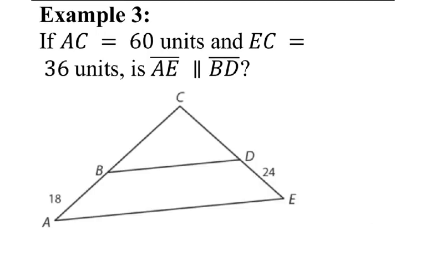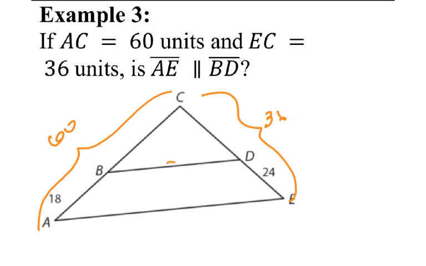Okay, and then the third example, before we prove the theorem: if AC is equal to 60, so this whole thing is equal to 60, and EC is equal to 36, then the question is, are those two lines parallel? We're trying to see if everything's proportional, because if it is, then the lines are parallel. So let's set up a proportion. We can say 18 to 60 equals 24 to 36. If that's true, then the lines are parallel. If it's not true, then the lines are not parallel. So you can check your cross products and decide if they're parallel or not.